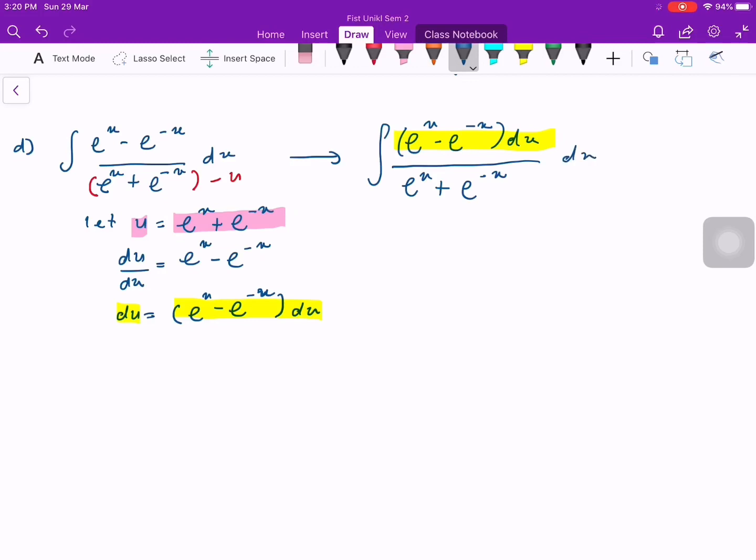So we will get the integral of du divided by u, which we can also rewrite as the integral of 1 over u du, which gives ln absolute u plus an arbitrary constant c. Then we substitute back u with e to the power of x plus e to the power of minus x plus an arbitrary constant c. So this will be the final answer.